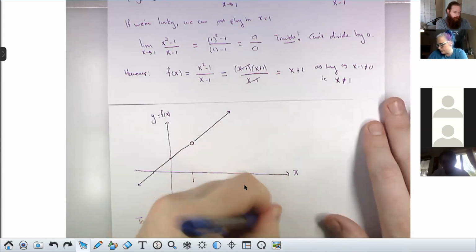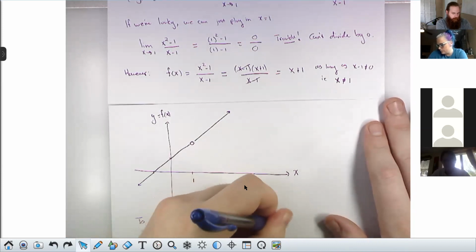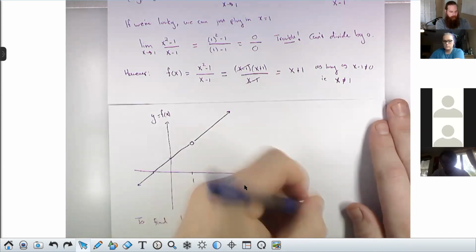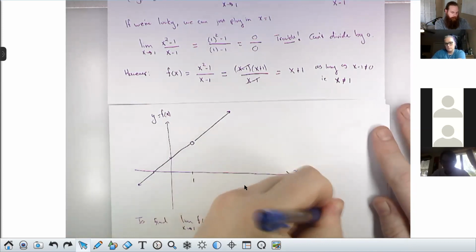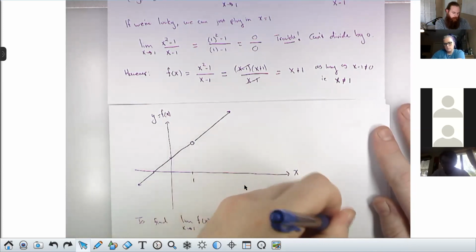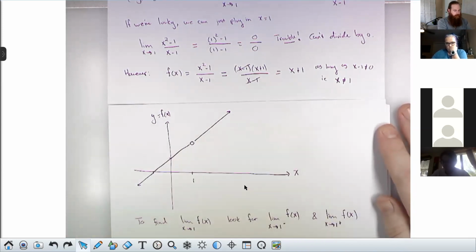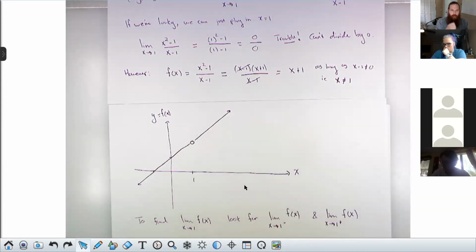So we should look at the limit as x approaches 1 from the left of f of x, and the limit as x approaches 1 from the right of f of x. We want to check these two one-sided limits. If these two one-sided limits are equal to each other, then that shared value is the value of the limit overall.